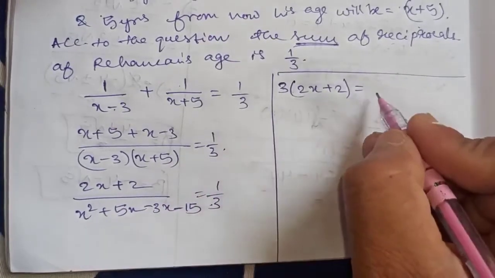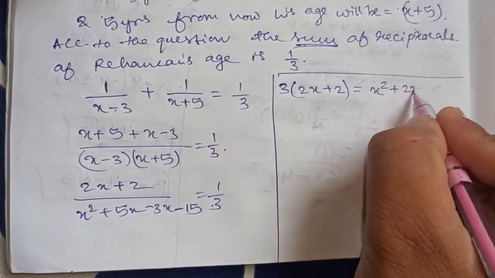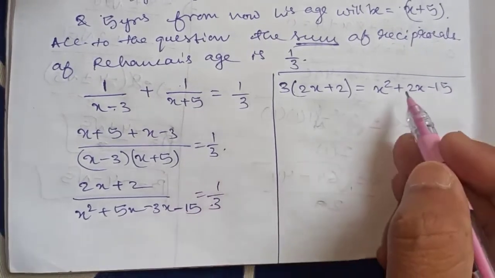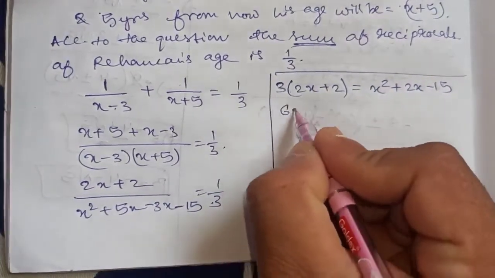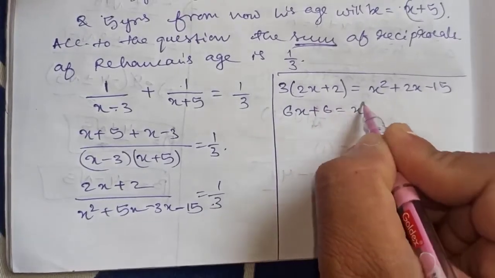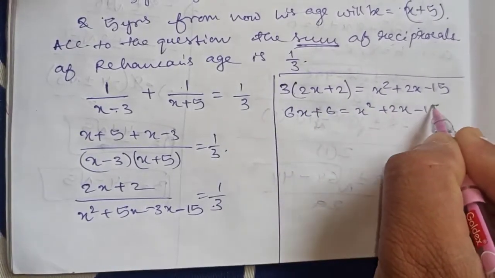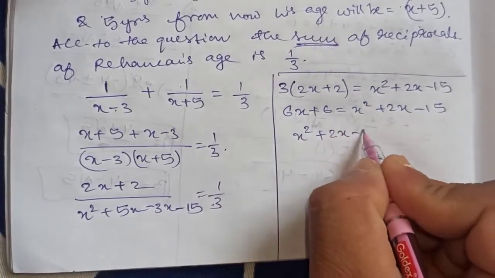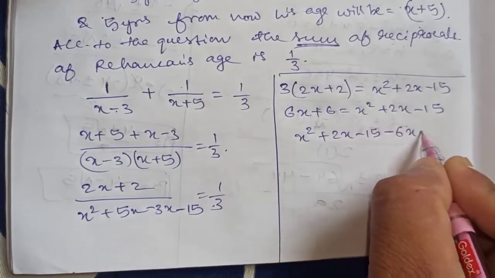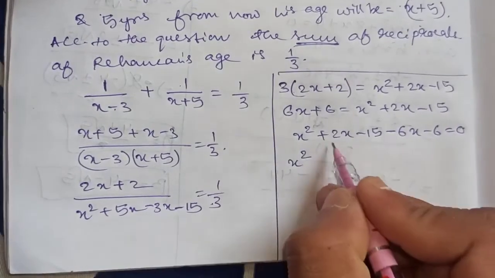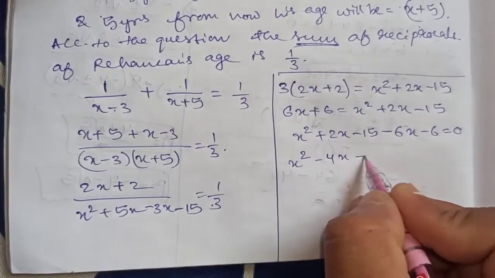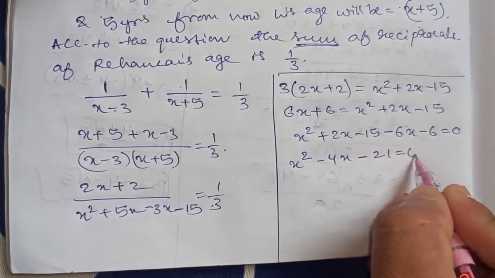So it will be as it is, x square plus 2x minus 15, plus 2x is 5x minus 3x plus 2x I got. 6x plus 6 equals x square plus 2x minus 15. Bring both the terms this side: x square plus 2x minus 15 minus 6x minus 6 equals 0. x square minus 4x minus 21 equals 0.